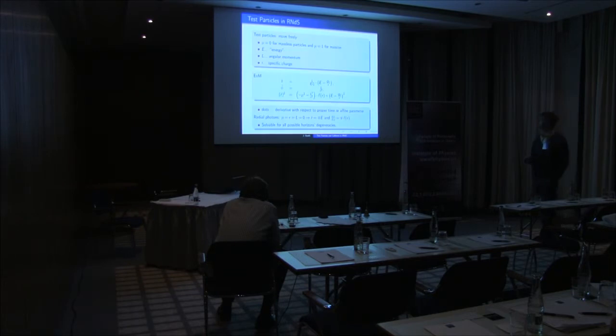So, test particles in this space-time I describe by the usual equations of motion. Dot denotes the derivative with respect to proper time or affine parameter. Mu says if the particle is massless or massive. E is the energy, a constant of motion associated with the time-like Killing vector. L is the angular momentum, which is conserved in this space-time. And epsilon is the specific charge of the particle.